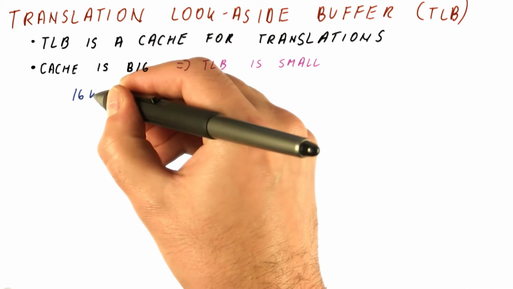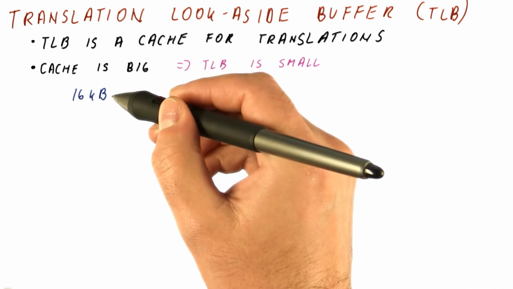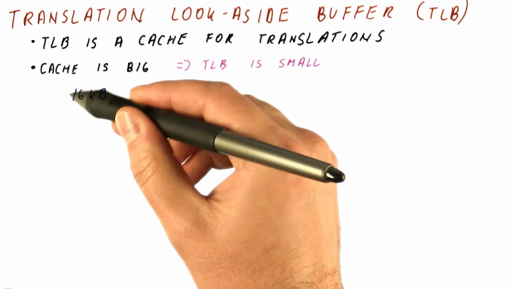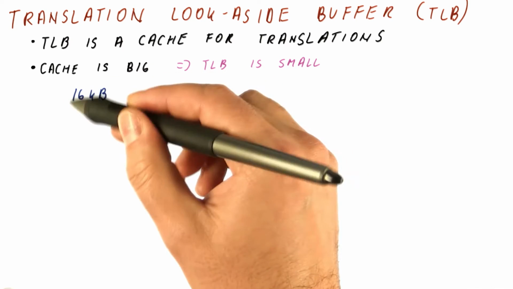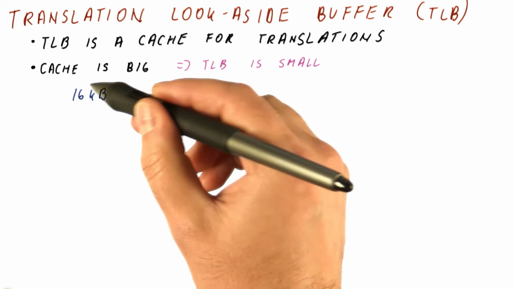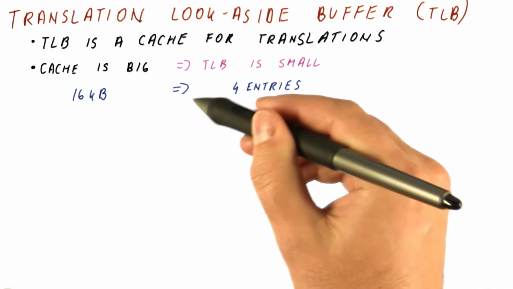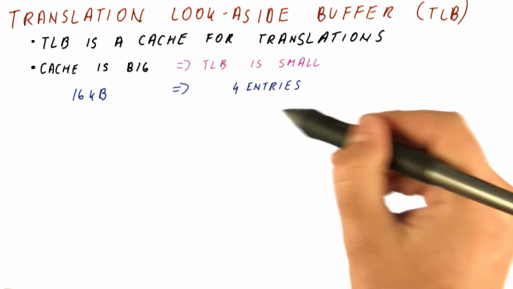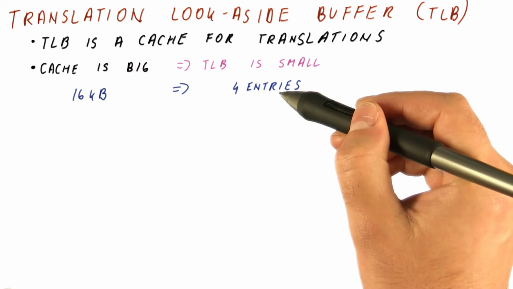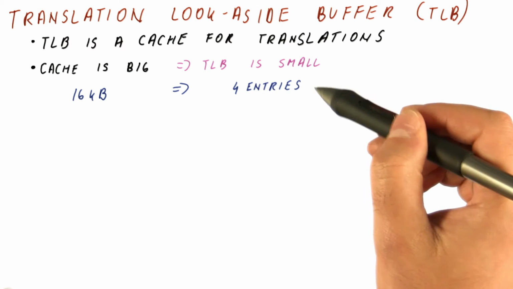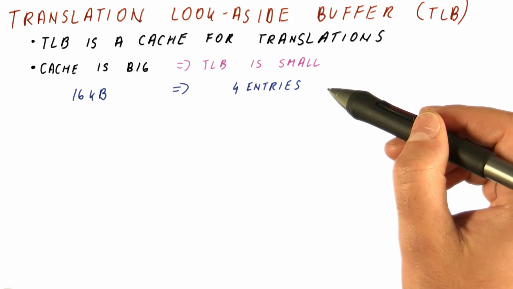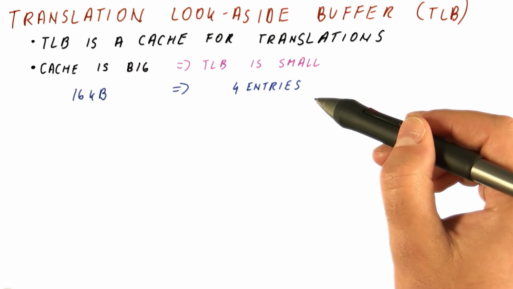Let's look, for example, at a program that accesses 16 kilobytes of data. For that to work well, we need about 16 kilobytes of cache. But this is only 4 pages if we have a 4 kilobyte page. So the TLB that corresponds to that only needs 4 entries to cover the same amount of memory. And with only 4 entries, we can make the TLB extremely fast, much less than a cycle for each translation.